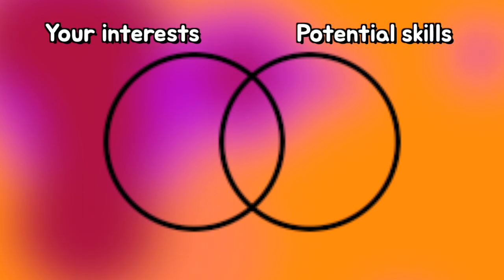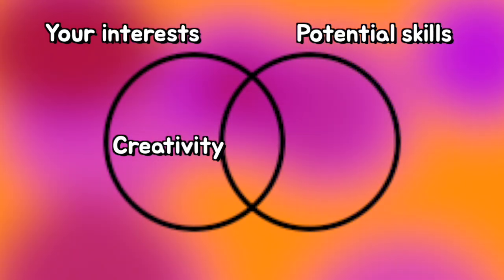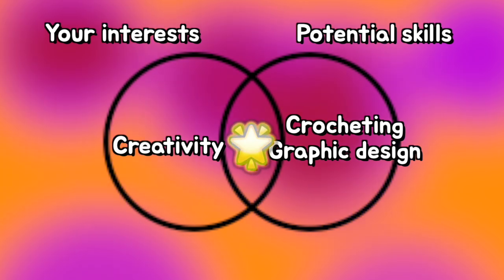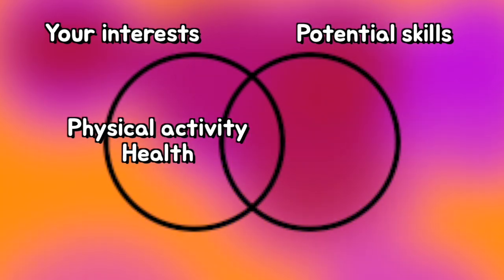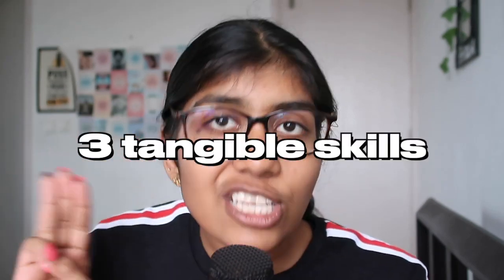For example, if one of your interests is art and creativity, then an appealing skill might be crocheting or graphic design. Or if you're interested in physical activity, you might resonate with horse riding or boxing. I want you to pause the video right now and do this exercise until you have 3 tangible skills that not only resonate with your interests, but also with your lifestyle.